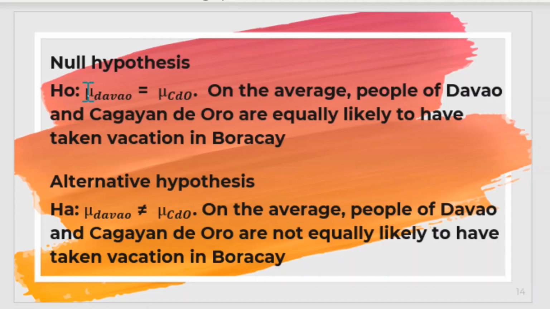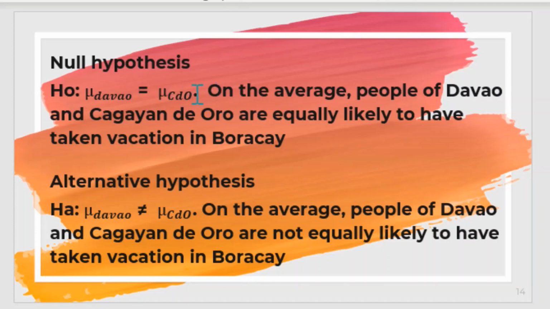Nakita nyo? Ang tawag dito is mu, Greek letter mu, which symbolizes average. Characteristic ito ng ating population because in hypothesis testing, we are concerned with the characteristic of population. That is why we are using the symbol mu for average. For H0, we have mu under Davao group is equal to mu or the average under CDO group.